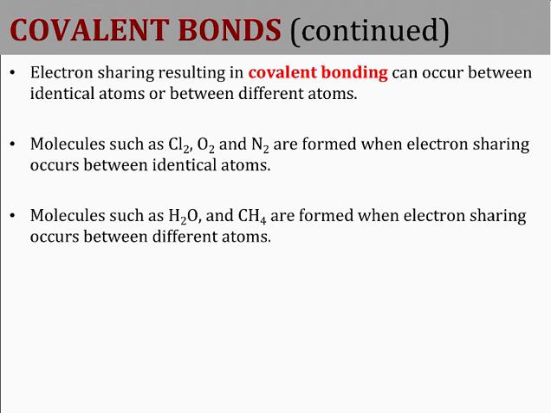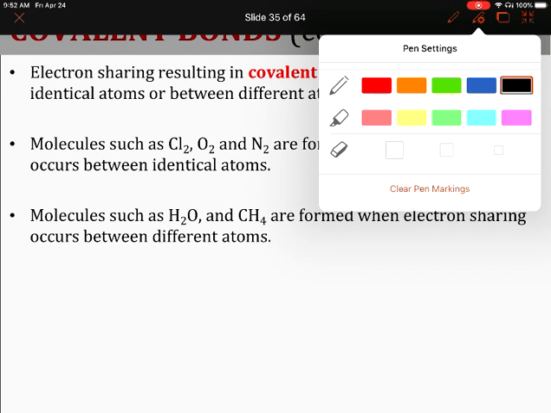Now, electron sharing resulting in covalent bonding can occur between identical atoms or between different atoms. So molecules such as chlorine, oxygen, and nitrogen are formed when electron sharing occurs between identical atoms. Molecules such as water and then methane, which is CH4, are formed when electron sharing occurs between different atoms. So let's actually draw some of these structures.